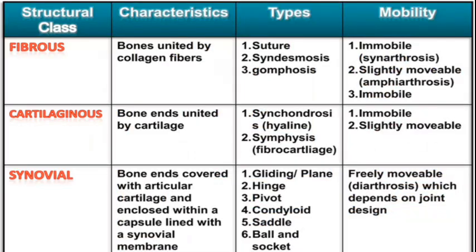So moving to the structural classes now, characteristics, types, and mobility. So this is more like a summary of what we have spoken about. You have the fibrous joint that is united by collagen fiber, and the types are suture, syndesmosis, gomphosis. Then the cartilaginous joint is united by cartilage. You have two types, synchondrosis and symphysis. Then the synovial joint is formed by articular cartilage enclosed within a capsule lined with a synovial membrane. You have six types: the gliding or plane joint, hinge joint, pivot joint, condylar or ellipsoid joint, saddle joint, and ball and socket joint.